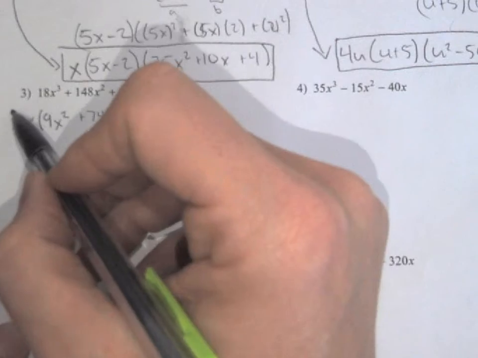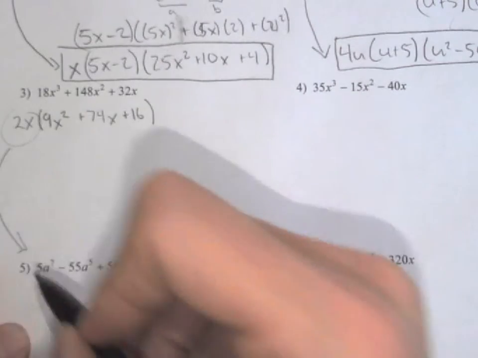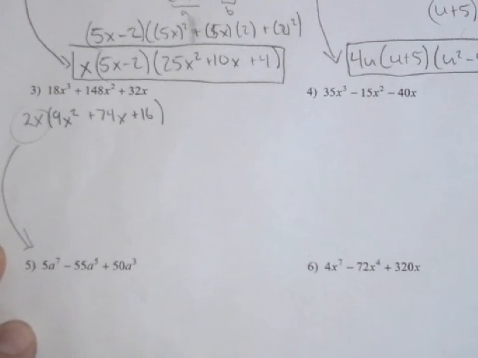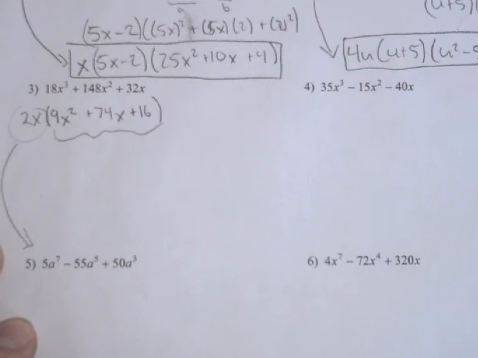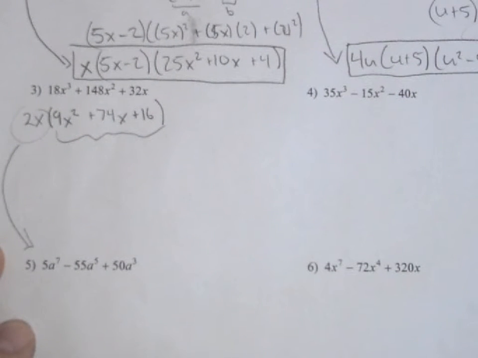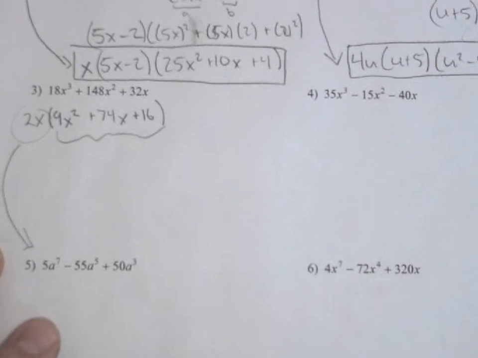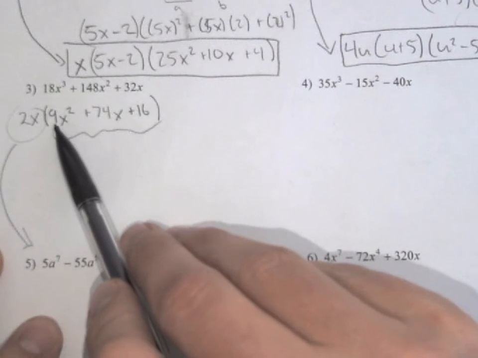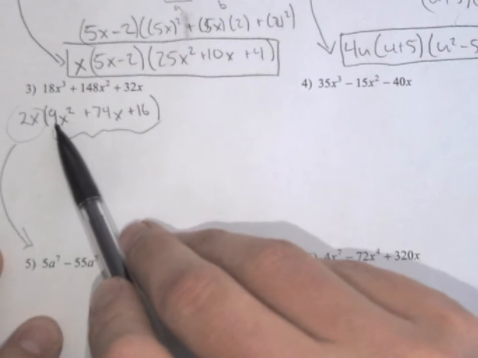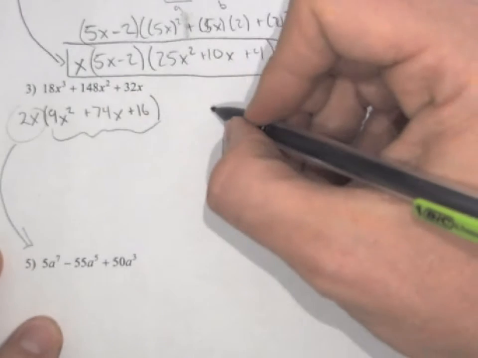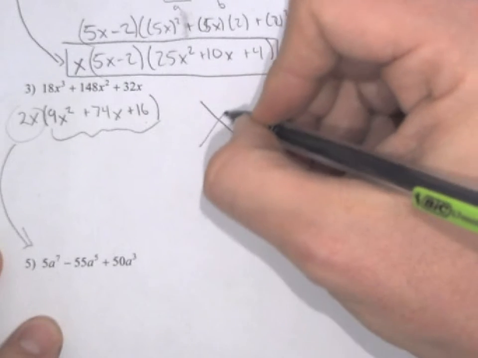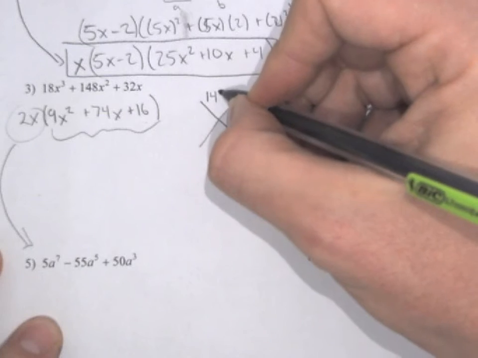We're going to take this 2x here and we're just going to draw an arrow. We're going to kind of ignore that for a minute. What we really want to do is focus on this trinomial right here. And the AC grouping method says to multiply a times c. That's the coefficient of the x squared times the constant. So 9 times 16. In this case, 9 times 16 gives me 144.